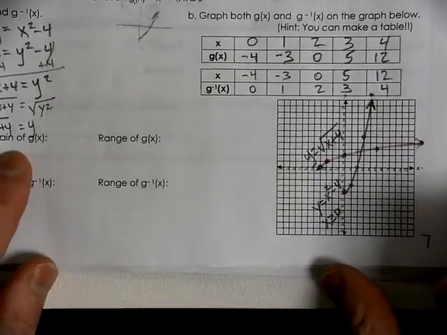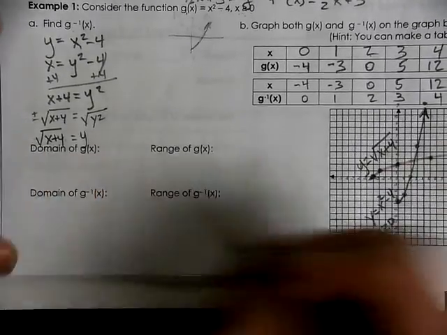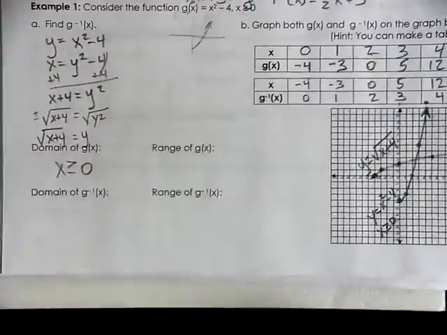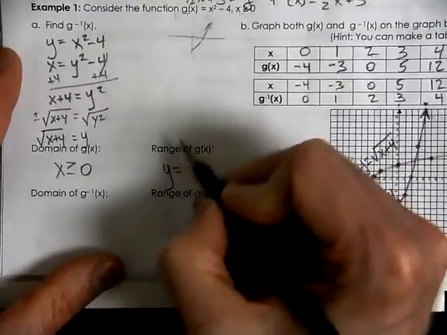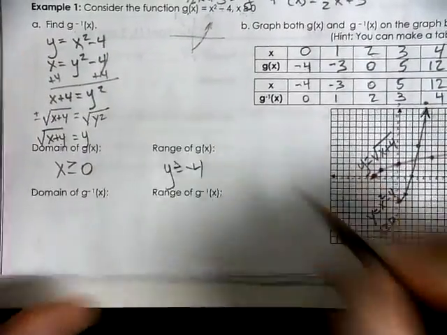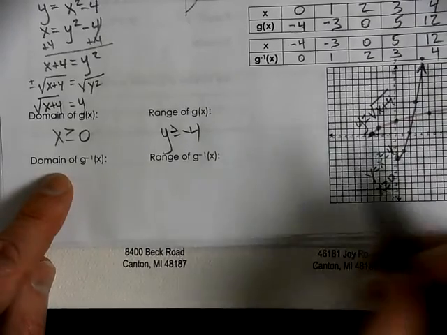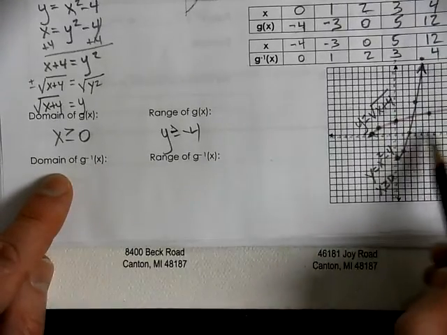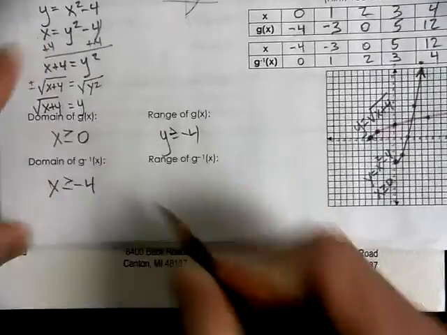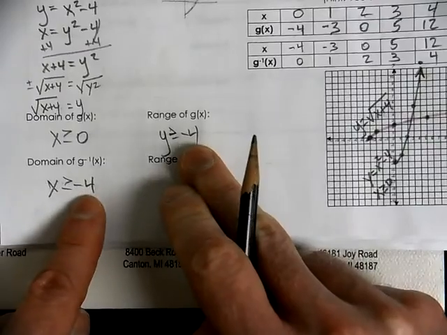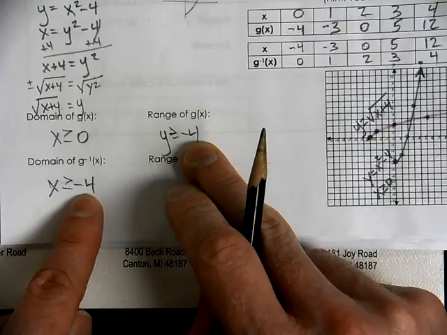Our domain of our original graph, what x values were we using? Just greater than or equal to 0. Our range were all the y values that were greater than or equal to negative 4. When we look at our domain of our inverse, what x values is it covering? It's covering x values that are greater than or equal to negative 4. Look at that, they switched. What used to be the range is now the domain.